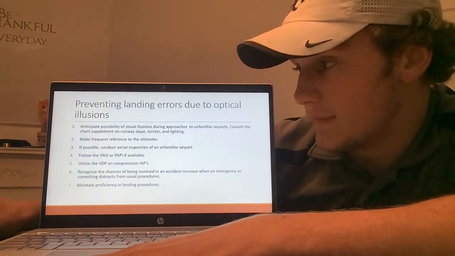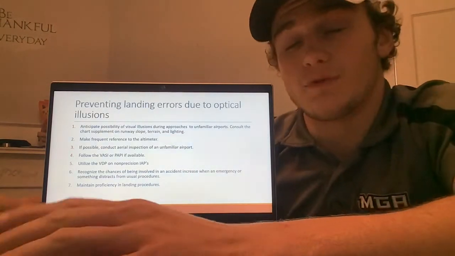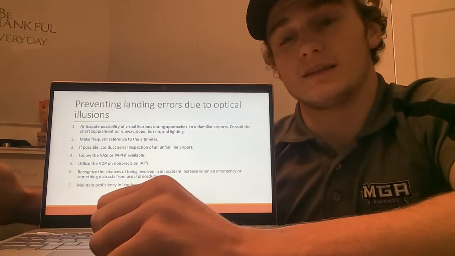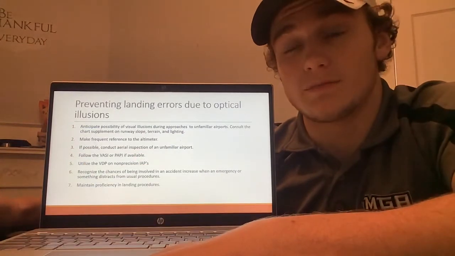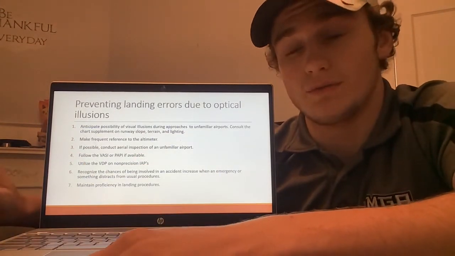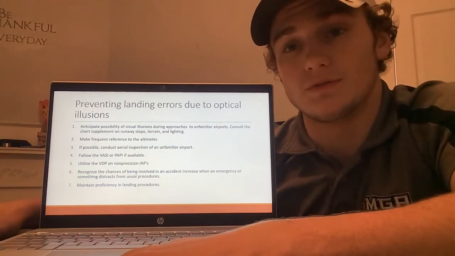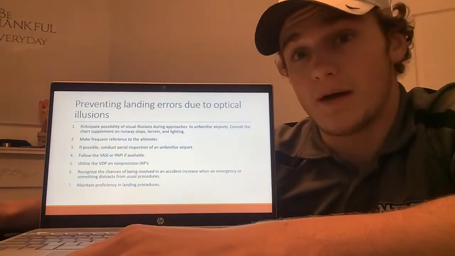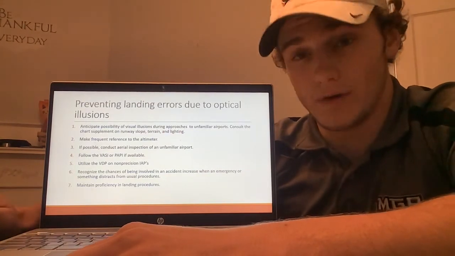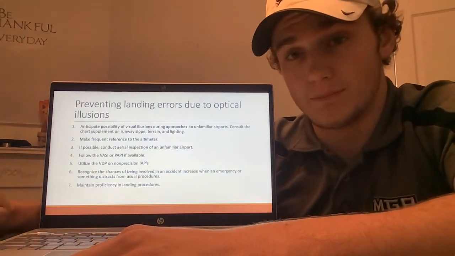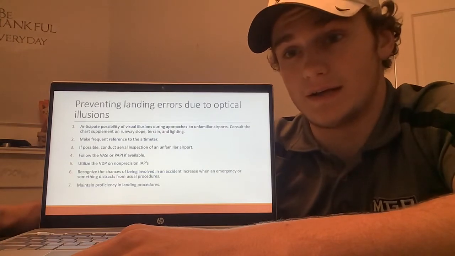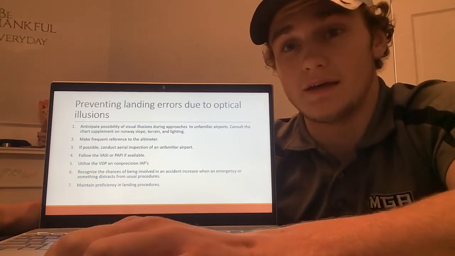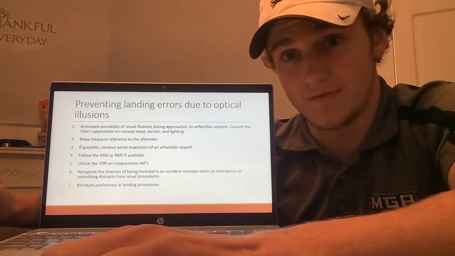If you're landing day or night, make sure you're flying at the right altitude, especially if you're coming off of an instrument approach procedure. Reference that altimeter and make sure you're not flying too low or too high. If there's a VASI or PAPI, definitely follow that in. That will help prevent these things, as will using the VDP on a non-precision approach, which is the visual descent point.